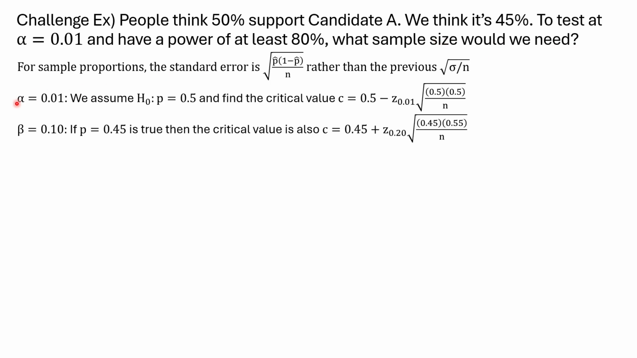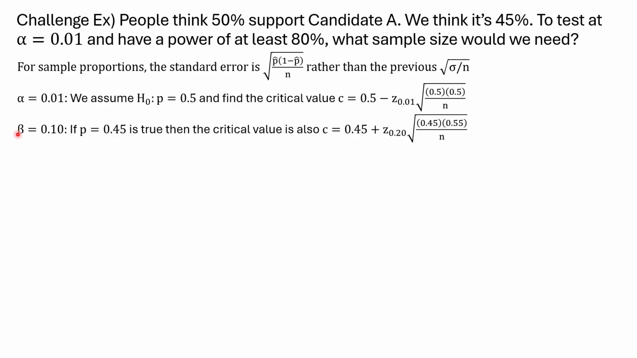So first, let's use the condition alpha is 0.01. We'll do our regular test for one population proportion. We'll assume the null hypothesis that the proportion is 0.5, and then we'll find the critical value. C is 0.5 minus Z of 0.01 standard errors.